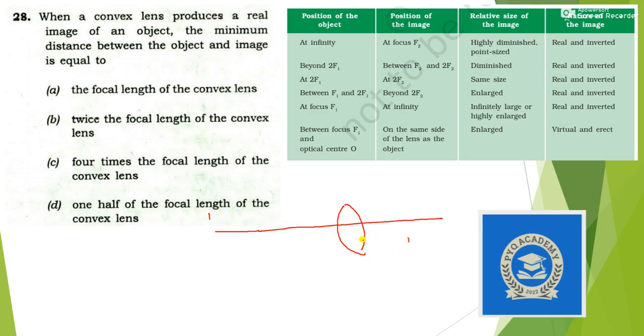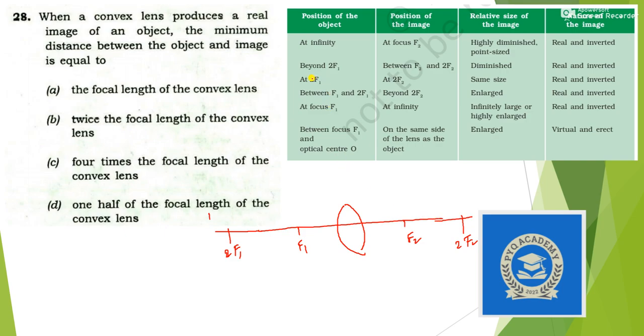Okay, so this cannot be the case of minimum distance. Let's mark it: this is f1, this is f2, this is 2f2, and this is 2f1. When you put the object beyond 2f1, you will get the image between these, but we don't know how many centimeters or meters beyond 2f1, so this distance can also not be calculated.